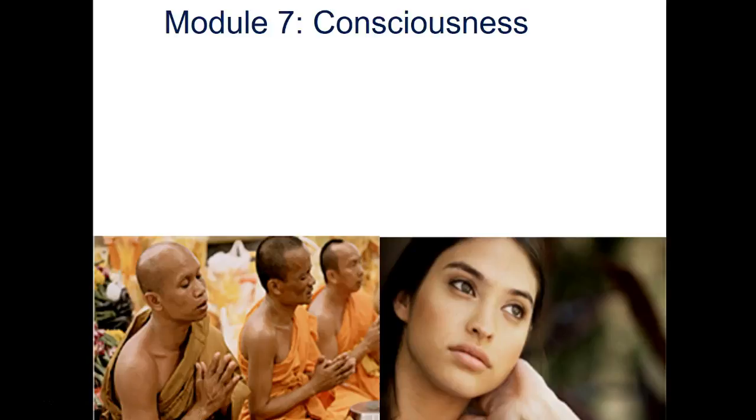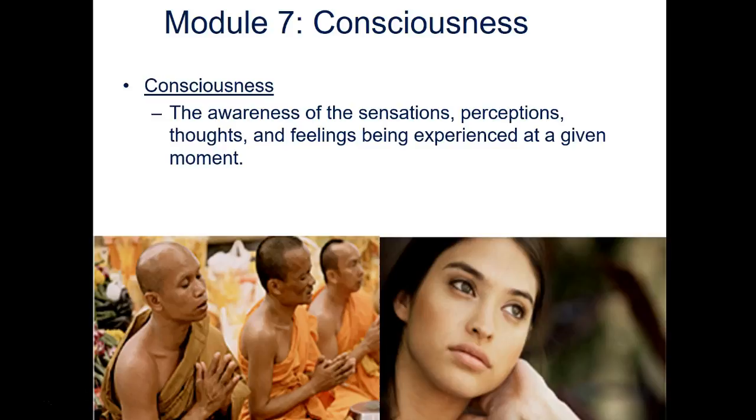Welcome to Module 7. The topic is consciousness and dual processing of the brain. We start with the topic of consciousness. We're really talking about your awareness of things going on around you. And sometimes we're highly aware of what's going on around us.